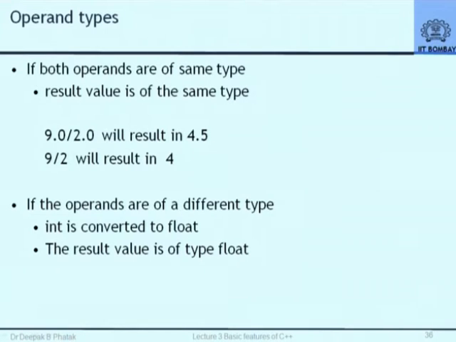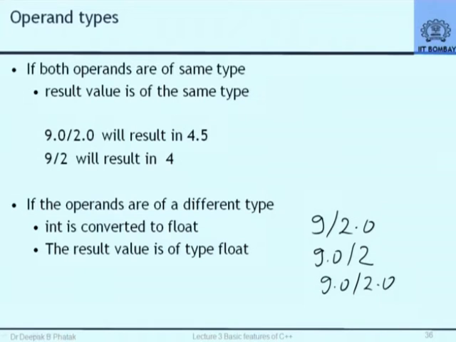quite confusing sometimes. If in my program I write 9.0 divided by 2.0, the result will be 4.5. If I write in my program 9 divided by 2, the result will not be 4.5, because 9 is an integer value, 2 is an integer value, the division that is carried out is an integer division, fraction is lost. Of course, if the operands are of a different type, then what is done is, before computation, the lower operand is converted to higher level, integer is converted to float.